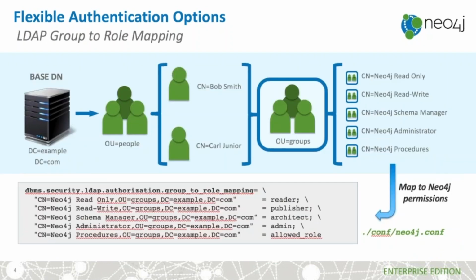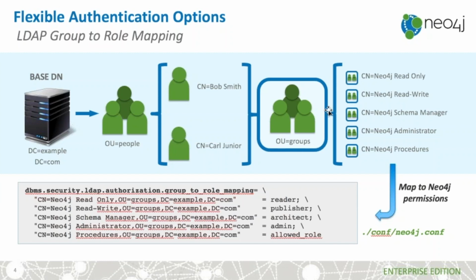Let's say you have a base DN of example.com, and you have created a directory called people. You also have a directory called groups. And for people, you created a couple, let's say Bob Smith and Carl Jr. And for the groups, you created Neo4j read only and Neo4j read write, and of course you mapped, let's say, Bob Smith to one of these groups, and you mapped Carl Jr. to one of these groups. And this still doesn't tell you how it works with Neo. So that's a good question.